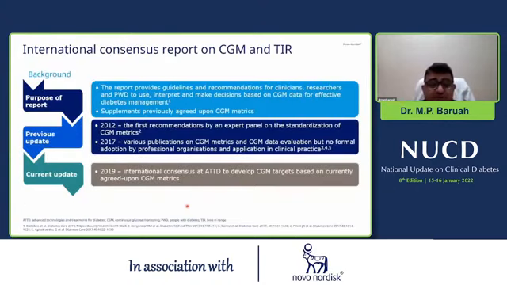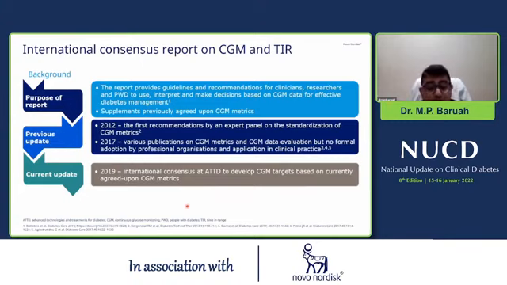What is the evolution of this concept? In 2012, a report was published which provided guidelines and recommendations to clinicians, researchers, and patients with diabetes mellitus for using, interpreting, and making decisions based on CGM data. CGM was relatively new in those years. Later on, the first recommendation by an expert panel on the standardization of CGM metrics came. In 2017, various publications on CGM metrics and CGM data evaluation were also published.